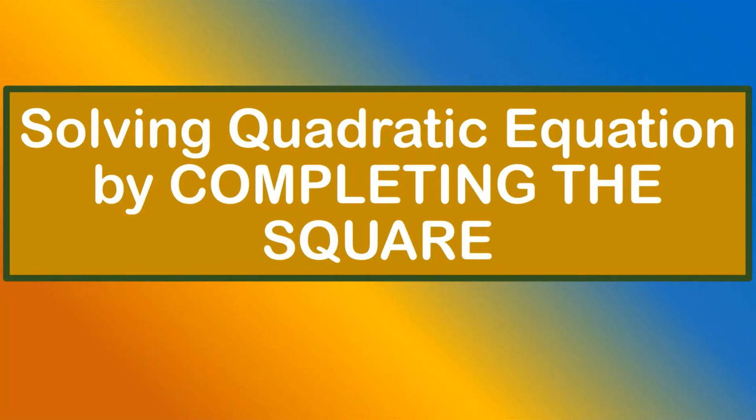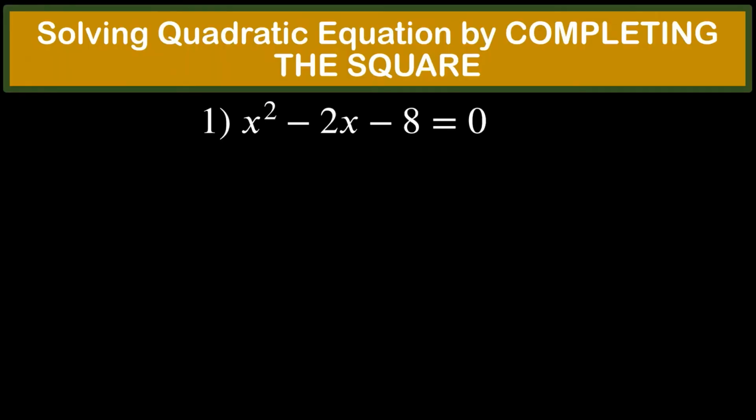In today's video, you will learn how to solve quadratic equations by completing the square. So without much ado, let's have example number 1. Let's have x squared minus 2x minus 8 equals 0. We're going to solve for the values of x using completing the square.